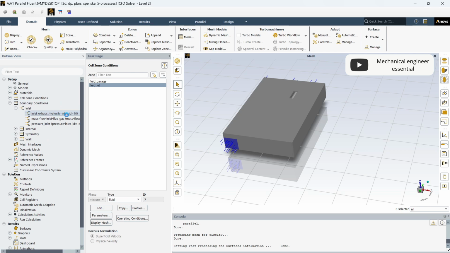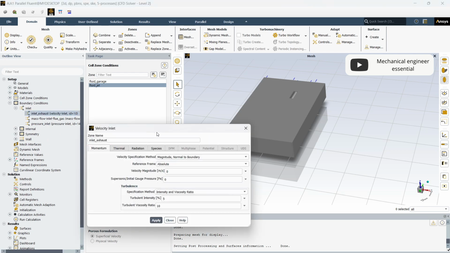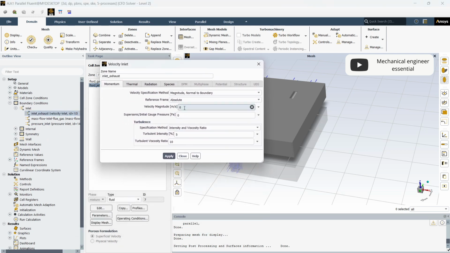Set the momentum and turbulence parameters as follows. Velocity magnitude equals -6 meters per second. This value indicates that fluid, likely air, is entering the domain at a speed of 6 meters per second. The negative sign means the direction of flow is into the domain, based on the coordinate system. This simulates, for example, a vent or fan pulling fresh air into the garage to push out the hot, carbon dioxide-rich air. Turbulent intensity equals 5%.